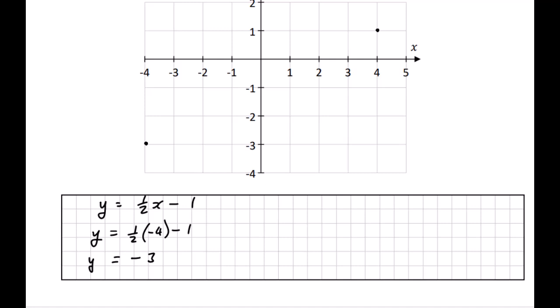Let's have a look at another one. Let's have a look at 0. 0 is always a good one to do. y is equal to a half of 0 minus 1. That would just give us y is equal to -1. But that's going to be here.